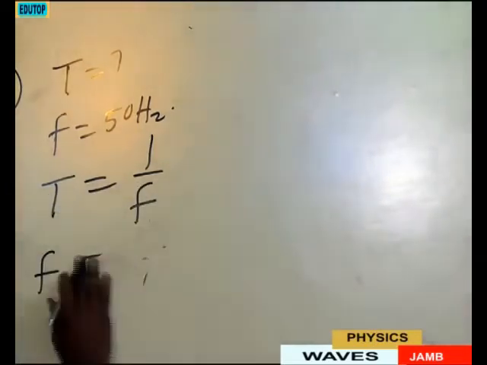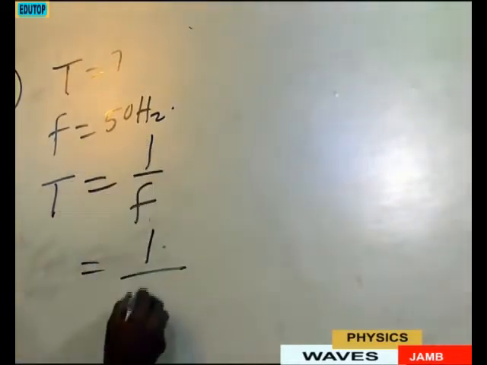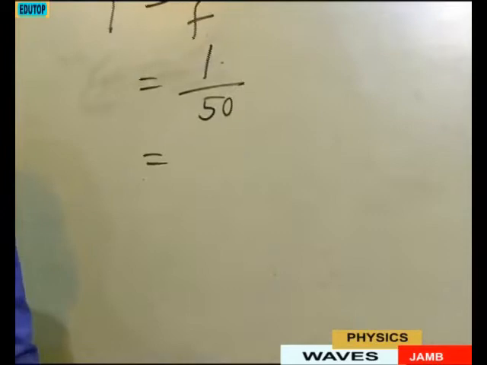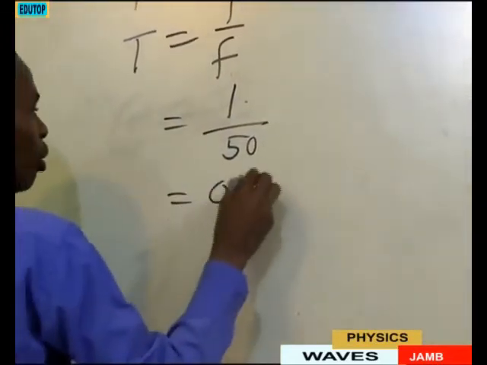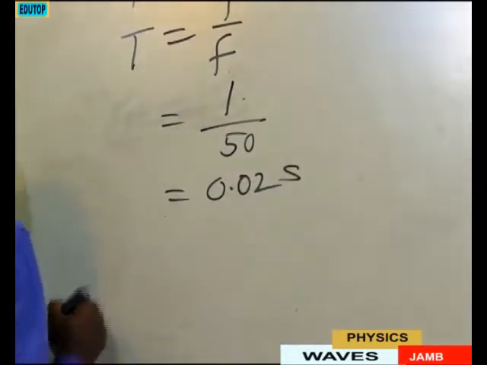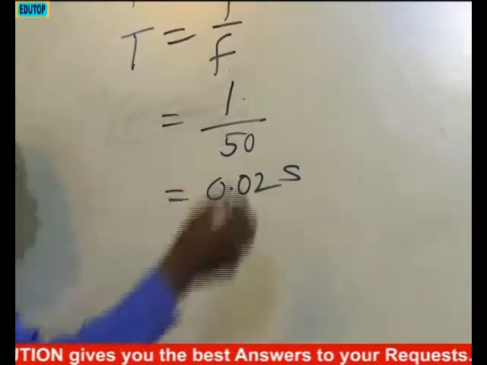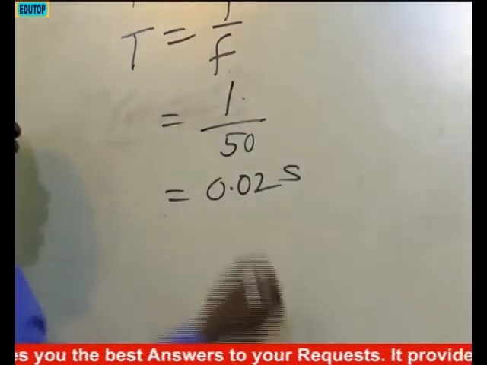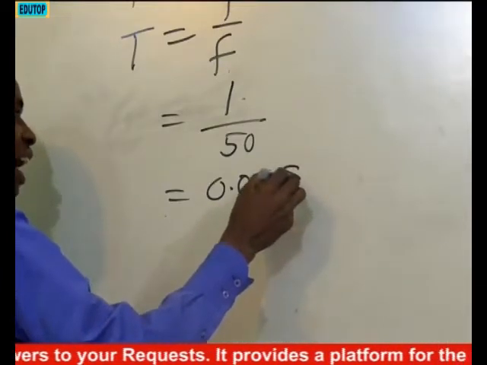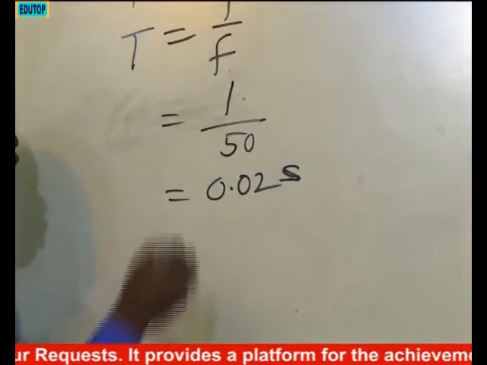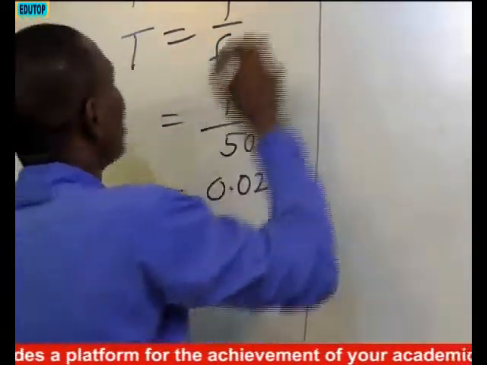So in this case, we are going to make use of this, which is equal to 1 divided by 50, which is 0.02 seconds. The unit for period, once we define period as total time taken, then once it is defined in terms of time, the unit is seconds. So 0.02 seconds. And that is the solution to that question.